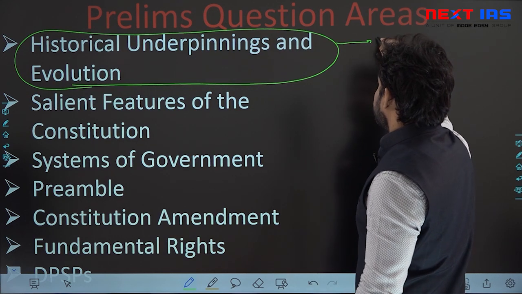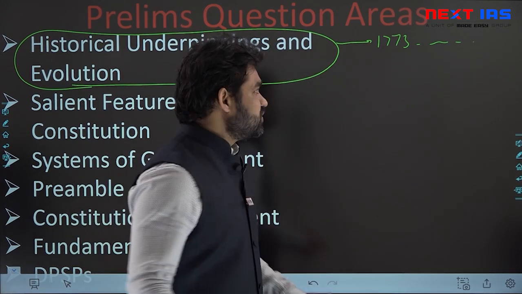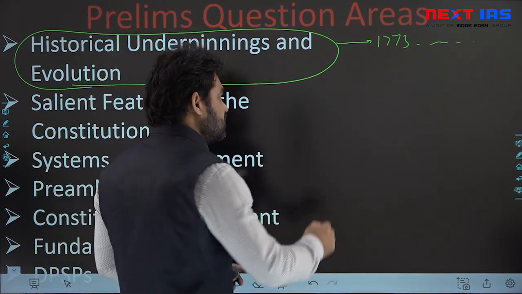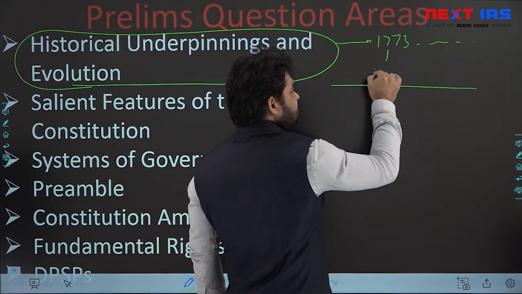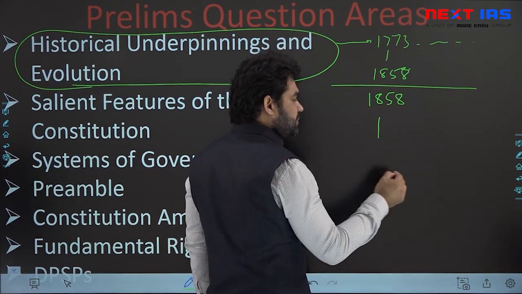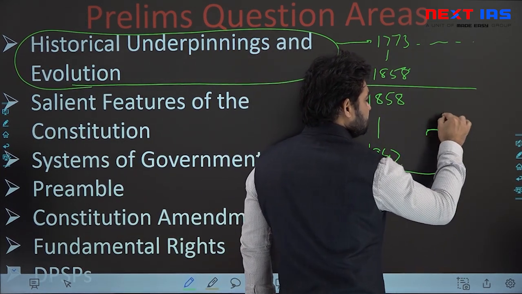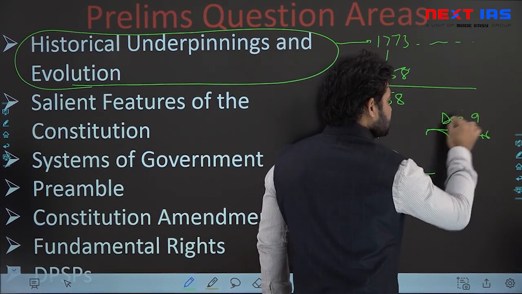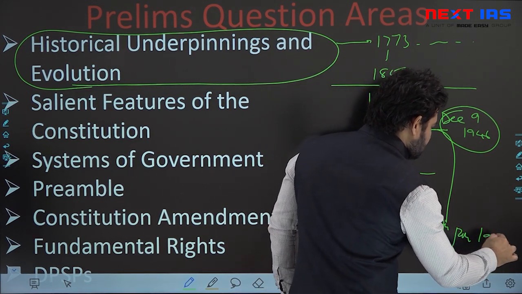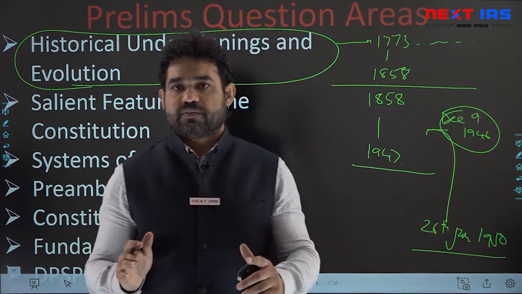For example, we talk about the Regulating Act 1773 and onwards, the 1784 Act and onwards. So if we talk about the Regulating Act 1773, Pitt's India Act 1784, or further onwards, the questions come from this area. One part we divide from 1773 to 1858, then there is 1858 to the Indian Independence Act 1947, and the third part we take mainly from December 9, 1946, the first meeting of the Constituent Assembly of India, to 26th January 1950, when the Constitution of India came into effect. That's the date on which the Constitution of India became effective.